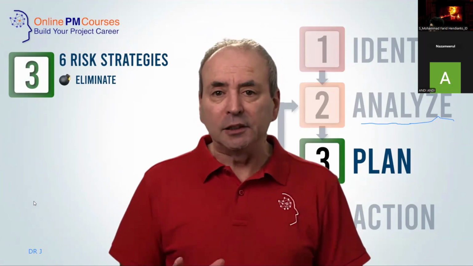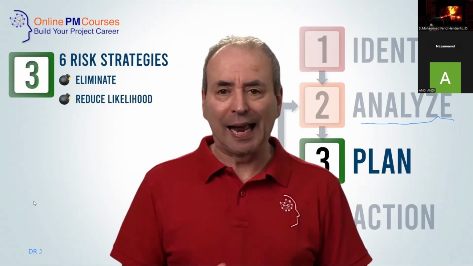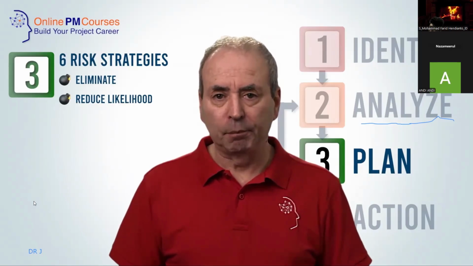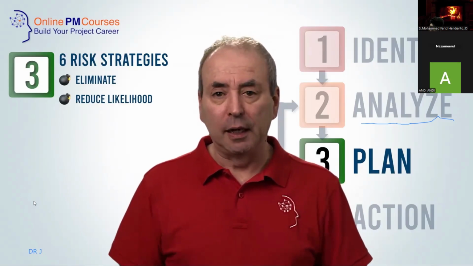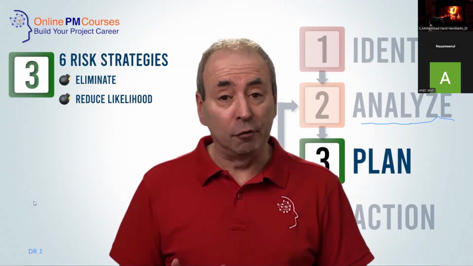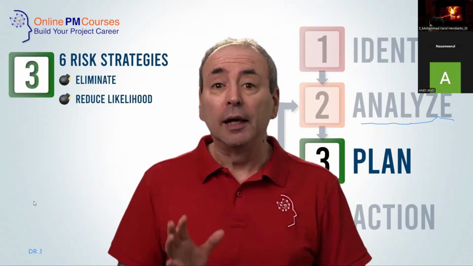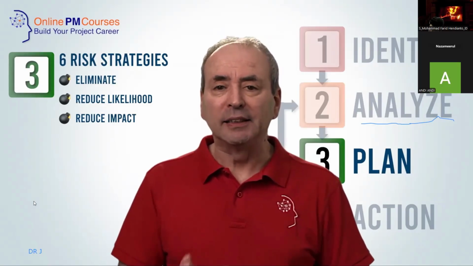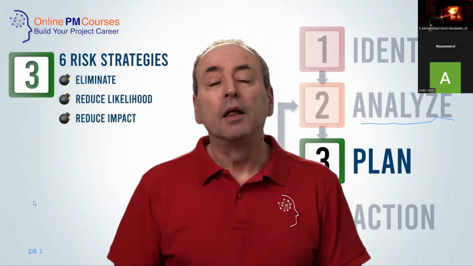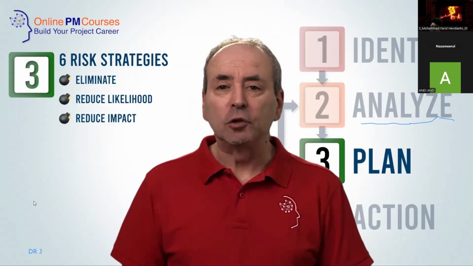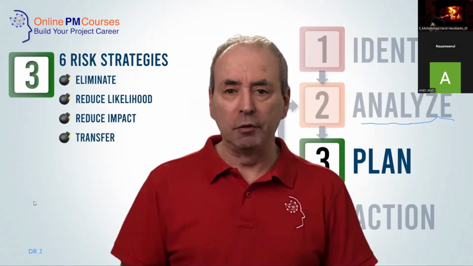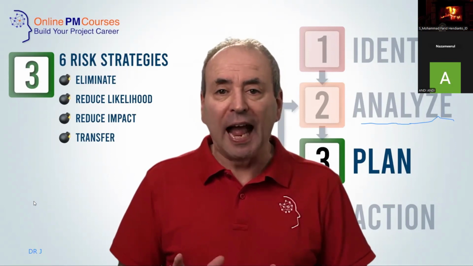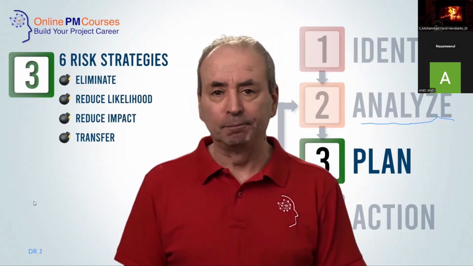The next strategy is to reduce the likelihood that it will happen. Do something to make it less probable. Our third strategy, if we can't do those, or if we can and we want to do something else, is to reduce the impact, if it does happen, to make it less serious. The next strategy is to try to transfer some or all of the risk so that the impact affects someone or something else rather than your project.